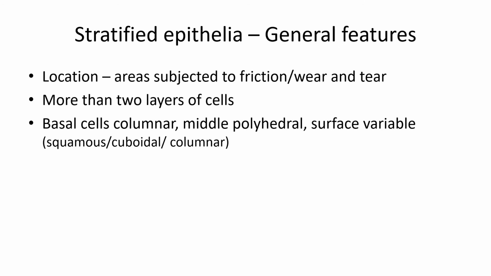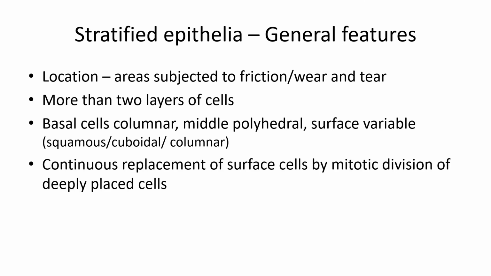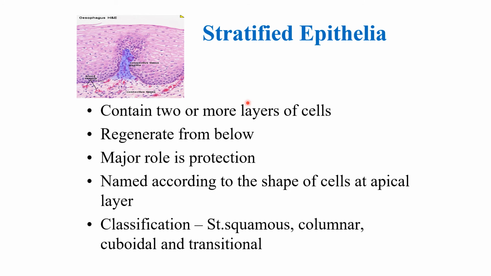Depending on the shape of the surfaces, they are divided into stratified squamous, stratified cuboidal, and stratified columnar epithelia. There will be continuous replacement of surfaces by mitotic division of deeply placed cells. So from basal cells there will be mitotic divisions taking place and the lost surfaces will be replaced. Let's look at the stratified epithelium you are seeing. So this is stratified squamous epithelium in relation with the esophagus. We are seeing them containing more than 2 layers and they are regenerating from below. The major function of this stratified epithelia is protection. They are named according to the shape of surface cells into stratified squamous, columnar, cuboidal and transitional.